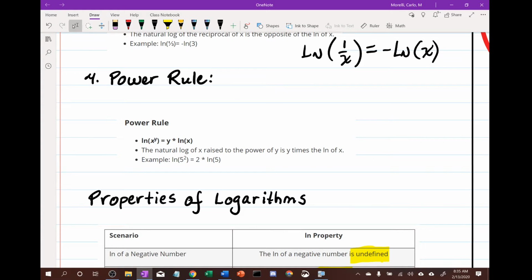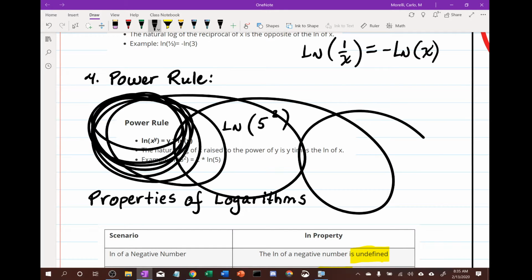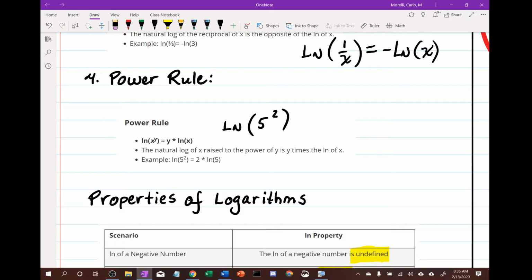All right. Okay, power rule, ladies and gentlemen. Ln of 5 squared. This one's important. This is probably the most important rule. Ln of 5 squared equals 2 times ln of 5. This is the one you're going to use the most. Okay. This one. If you only memorize one thing, memorize this.